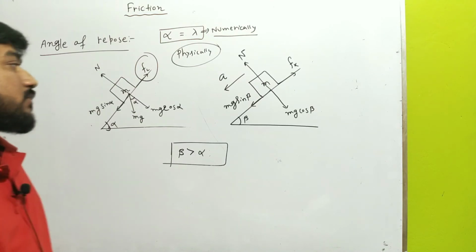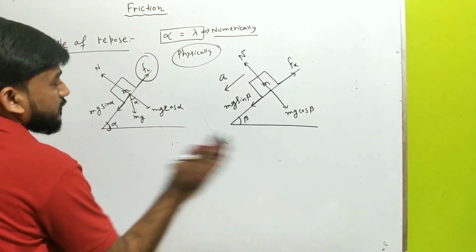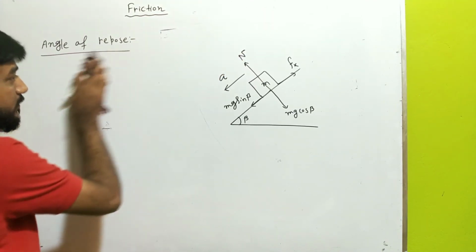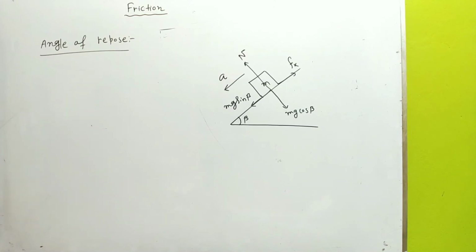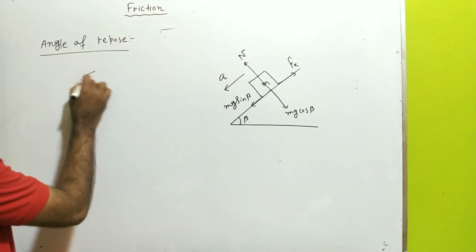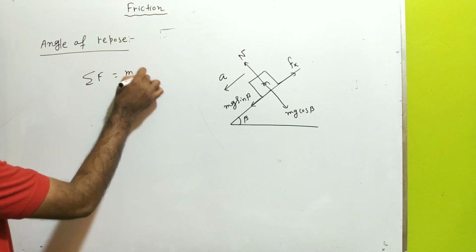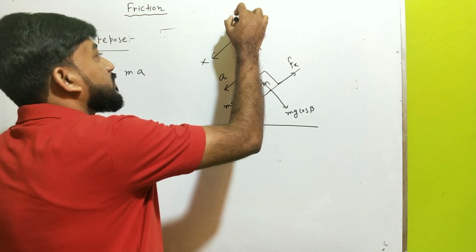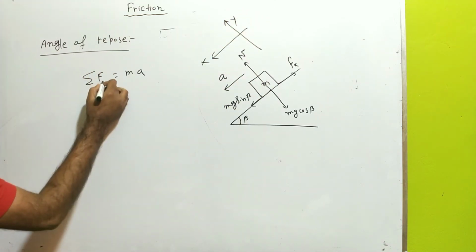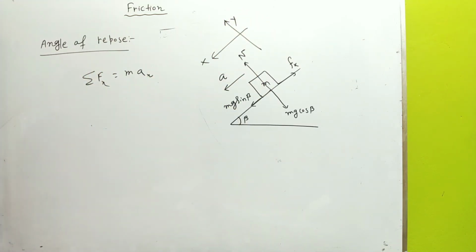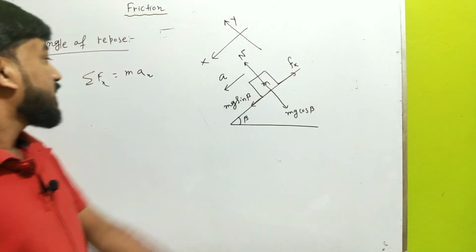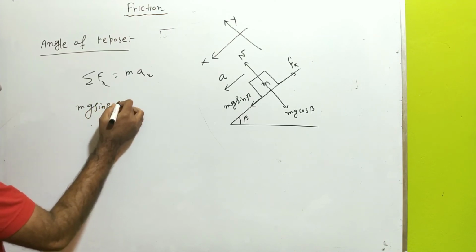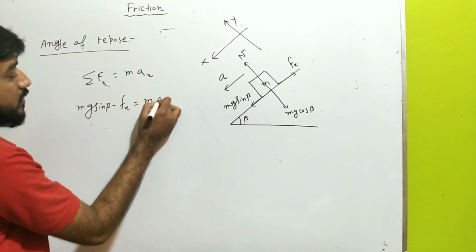Now what will be the acceleration? This is very simple. By using Newton's equation, you can easily find this acceleration a. Along this direction, summation F is equal to mass into acceleration. If you take this as our x-axis and this as our y-axis, then summation Fx is equal to max. And summation Fx is mg sin beta minus fk, so mg sin beta minus fk is equal to ma.